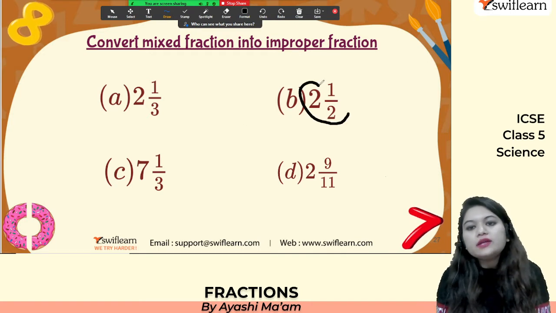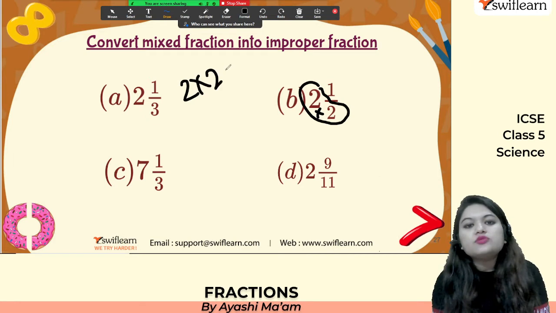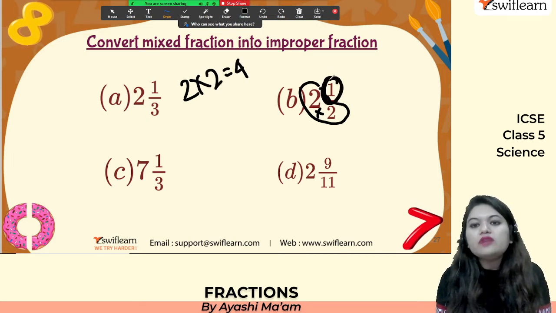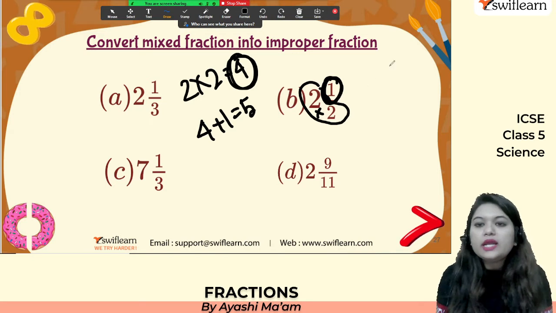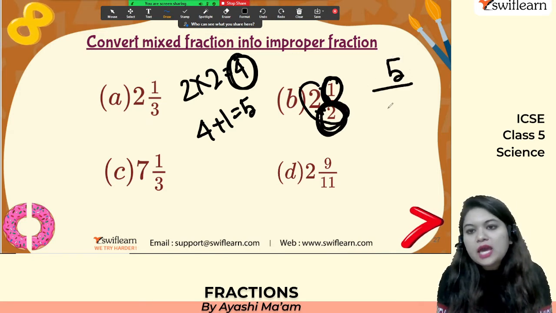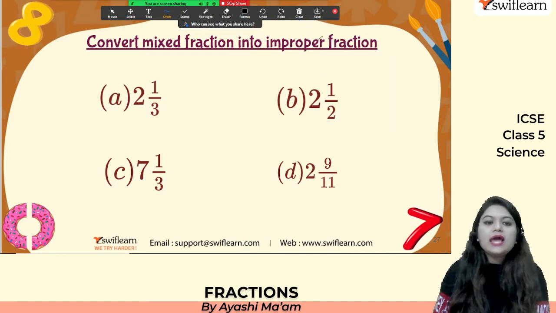Okay. Now let's solve question number B. So first go in the diagonal direction and do multiplication. That means 2 times 2. 2 times 2, that is going to give us a 4, right? And this numerator we are going to add with this 4. So you will do 4 plus 1, that is 5. So 5 will form the numerator of our improper fraction and denominator will be this 2 itself. Okay. So denominator will be 2. Answer is 5 by 2.